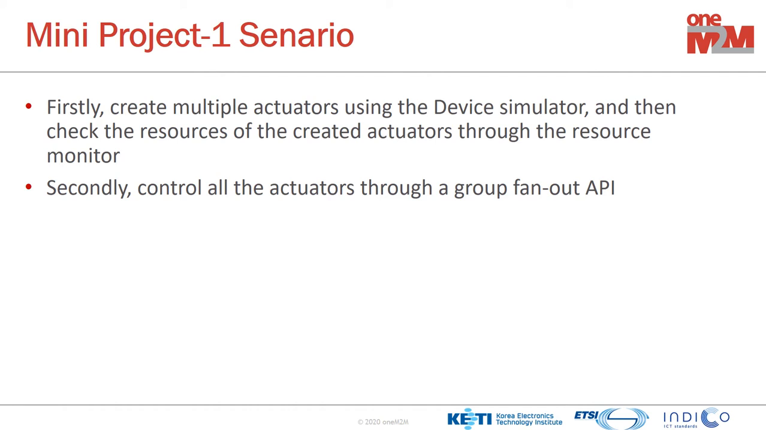So in this scenario, we're going to create multiple actuators using the device simulator. And of course, we will see what's the latest status or actuation messages on each device. And then we're going to send the control messages over the group fan out to those actuators. And of course, we will see what happened to those devices with the resource monitor.